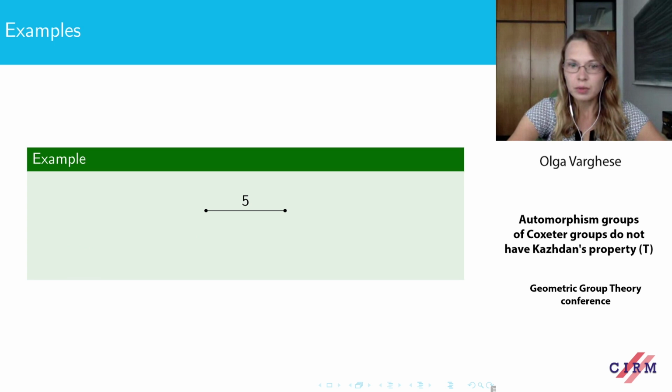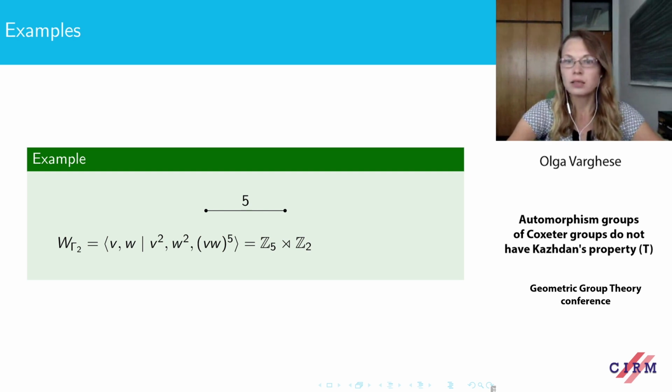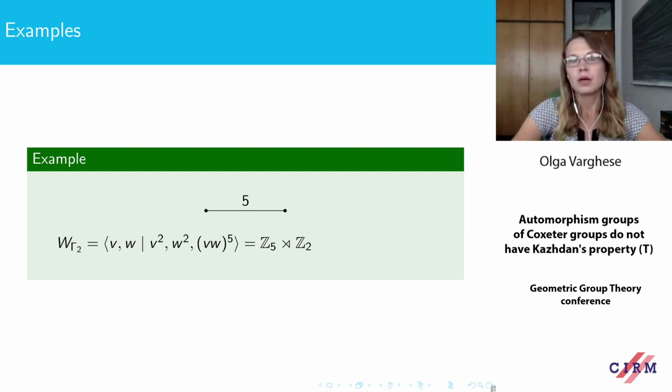One more example. Again, we have a graph with two vertices and one edge. The corresponding Coxeter group again has two generators and three relations. The algebraic structure of this group is as follows. One can show that this group is a semi-direct product of Z5 with Z2. This group can also be described as the isometry group of a geometric object, the pentagon.